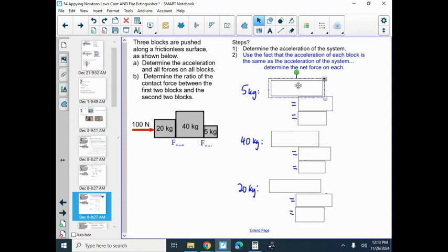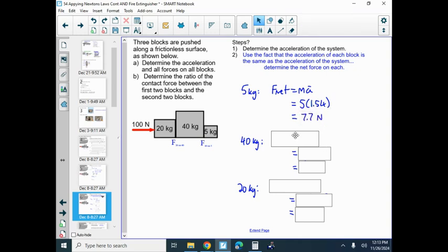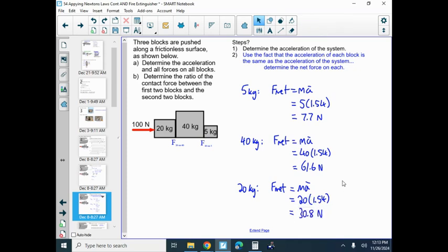and we can get the net force on each block. Because if we know acceleration, you can get net force, right? So we know acceleration of 1.54 and the mass, and same thing all the way along for these. You can get the net force on each block. The net force has to be 7.7 and 61.6 and 30.8 in order for the 20 kilogram to accelerate at 1.54, and in order for the 40 to accelerate at 1.54, and so on.